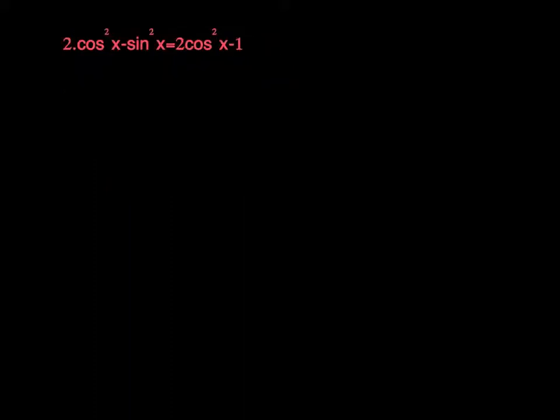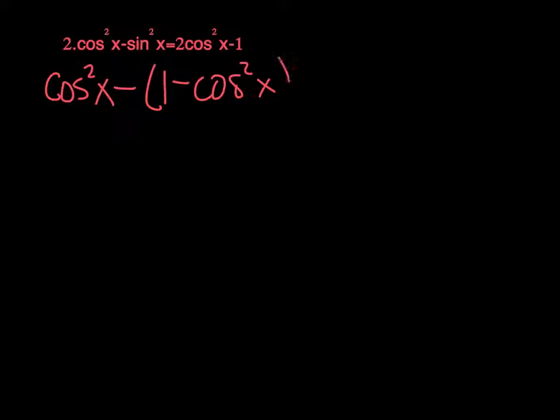Number 2. Cosine squared minus sine squared equals 2 cosine squared minus 1. So you have two options. You can work on the left or you can work on the right. Since there's two different trig functions here, and there's only one here, I would go with this side. Since I want to get to only cosines, I need to basically get rid of sine. So I'm going to think of what I can plug into sine squared to do that. I'm going to leave my cosine squared alone, and sine squared I'm going to replace with 1 minus cosine squared from your identities.